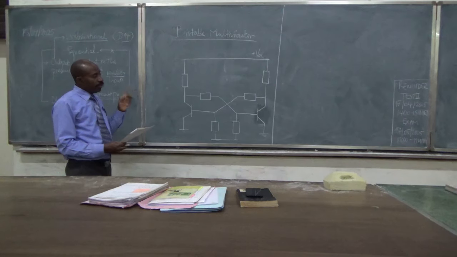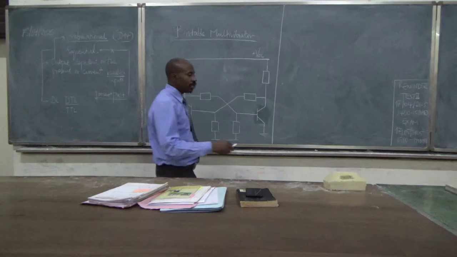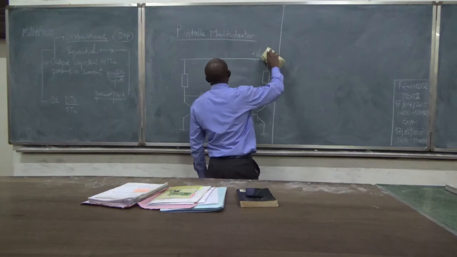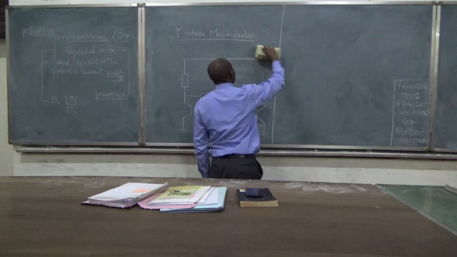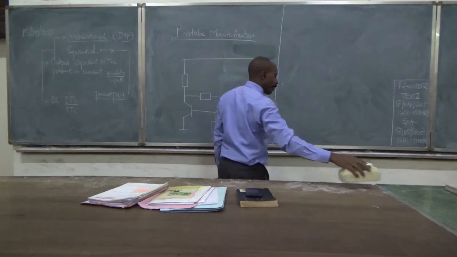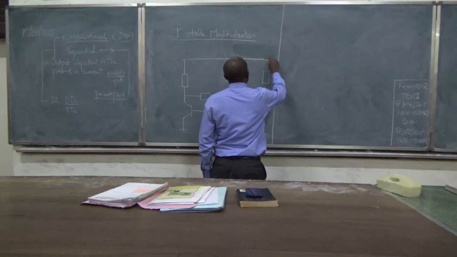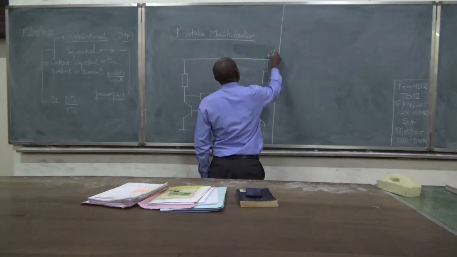So here we don't have any capacitor in it, so there is no stored charge. And that's why we say bistable. We are calling it a bistable. We have two states. So plus VCC.